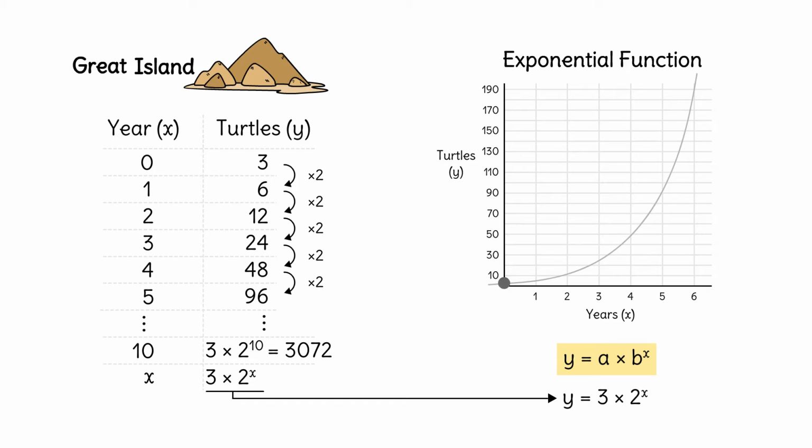Exponential functions can be represented with tables, equations, and graphs. We recognize this is an exponential function because there is a multiplier causing the growth of the y values. We can see the multiplier here and here. We can see the initial value here, here, and here.